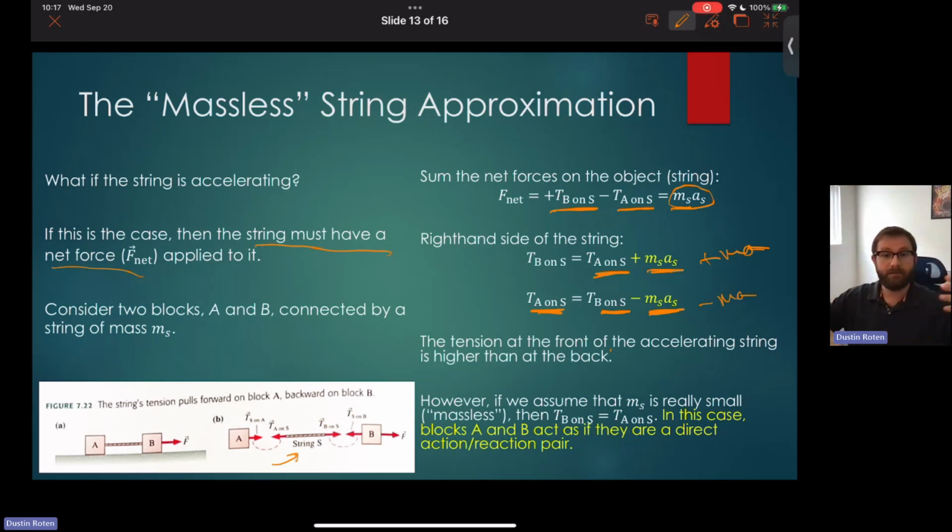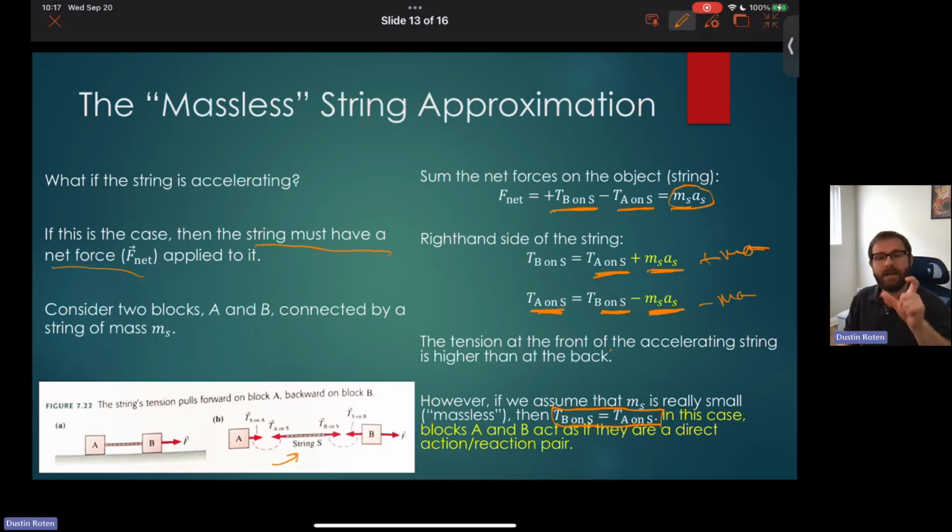However, we're going to get around that for this course. If we assume that the mass is really small, like a tiny little fishing wire or something, we can just ignore the mass. So these little ma terms go away. And then we have this statement here: the tensions are essentially equal if the rope or string is small.